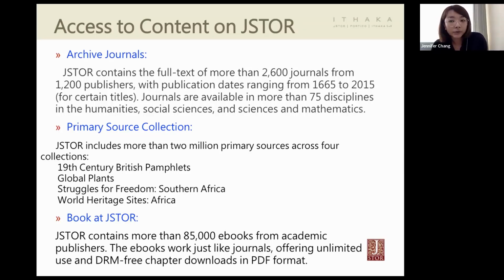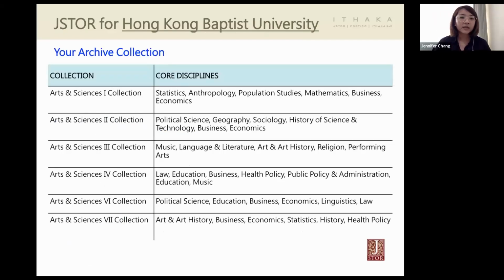And the third part is books at JSTOR. JSTOR contains more than 85,000 ebooks from academic publishers, and the number is still increasing year by year. The ebooks work just like journals, offering unlimited use and DRM-free chapter download in PDF format. HKBU is a member of our DDA, so we will introduce DDA later. Okay. So the school, HKBU, has 6 archive collections: Arts and Sciences 1, 2, 3, 4, 6, and 7.